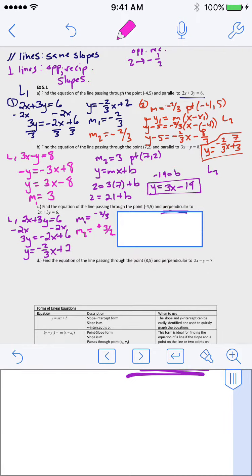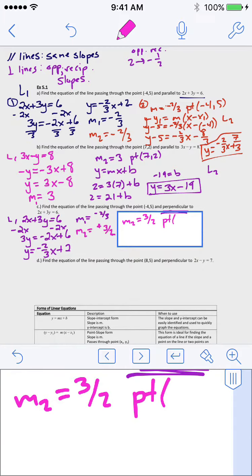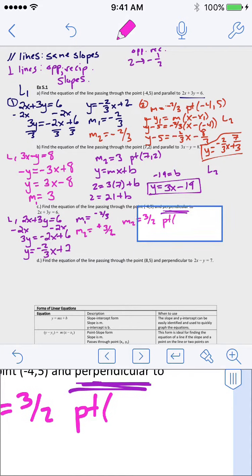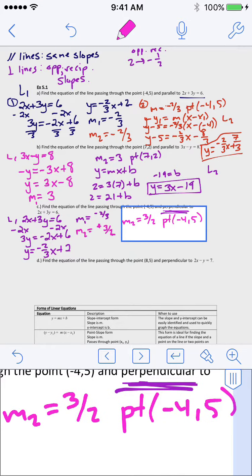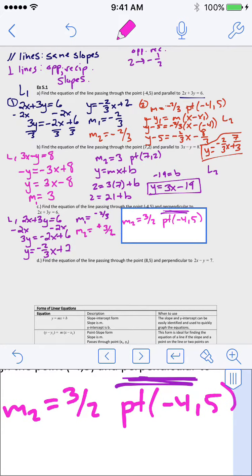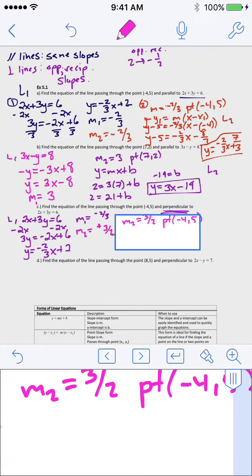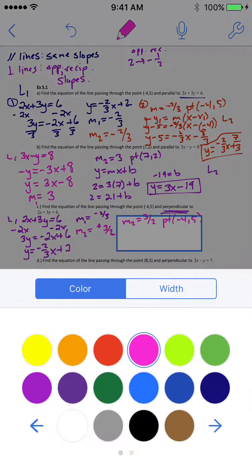So we can take that new slope, m2 is equal to 3/2. And the point, let's see, what point did they give us? It was the same exact point, (-4, 5). And now it's just the problem where we have a slope and a point, and we can find the equation that matches using either point-slope form or slope-intercept form. Once again, I'm going to use point-slope form just for repetition's sake.